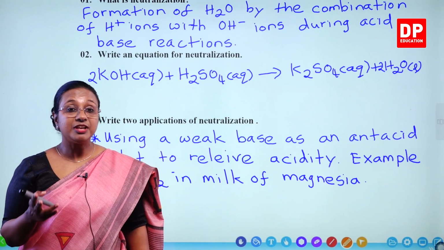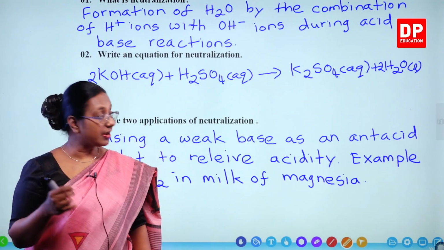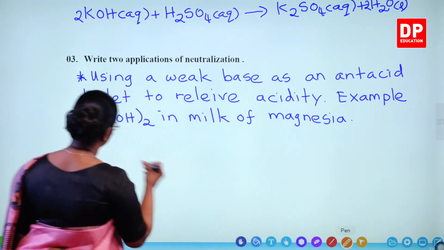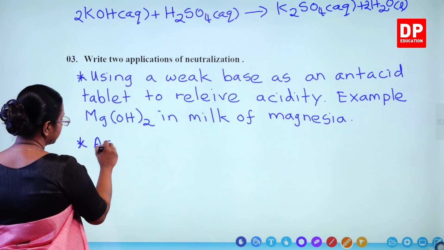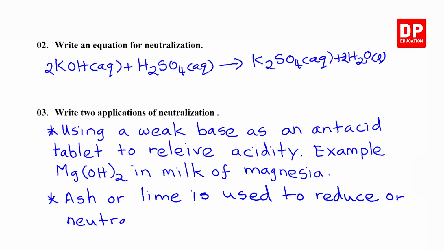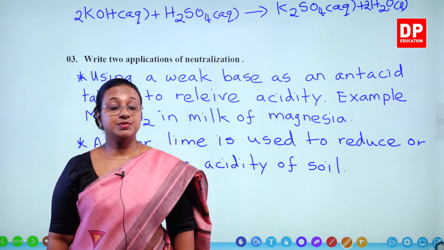Ash is used to reduce acidity of soil. You can write that as well. I will write the second one. Ash or even lime is used to reduce or neutralize acidity of soil. What else can you say?